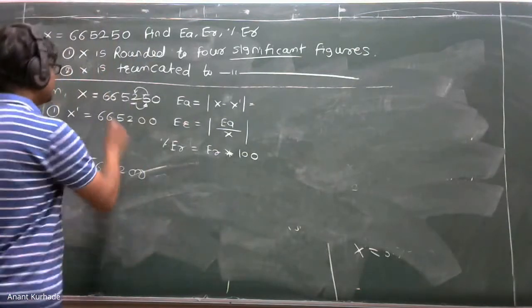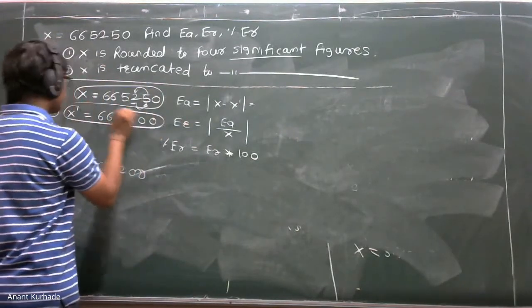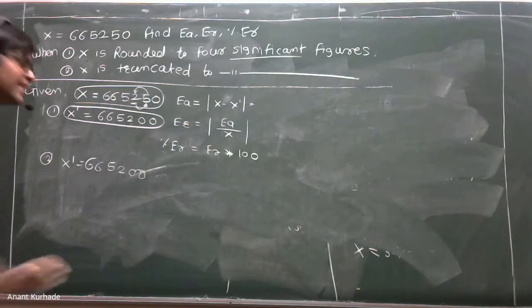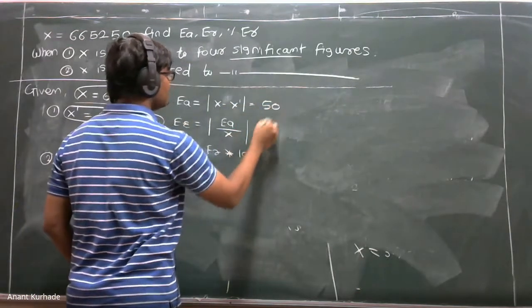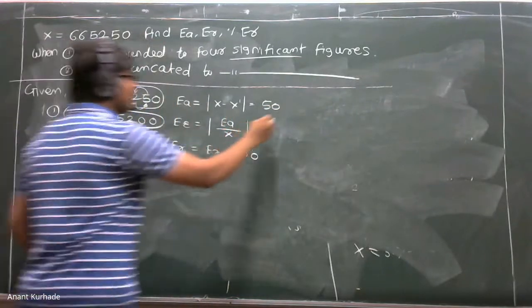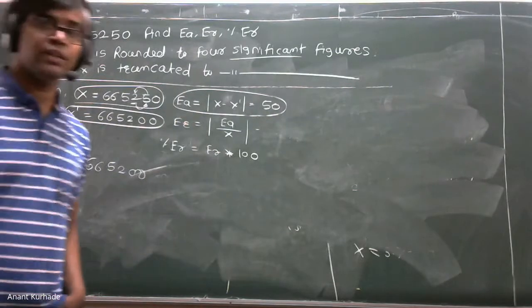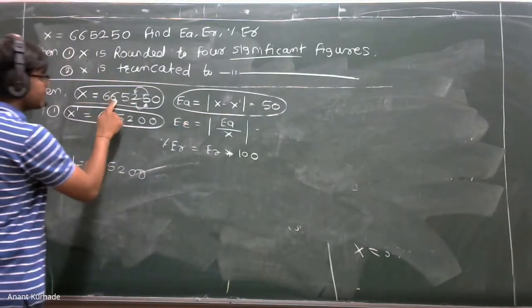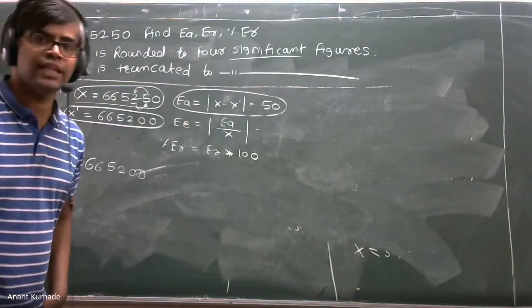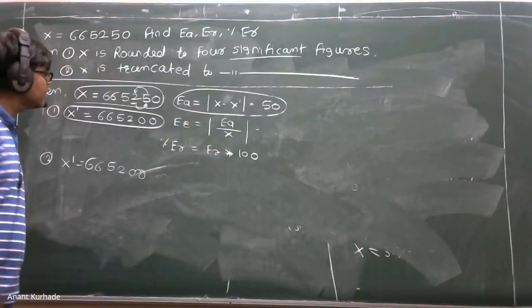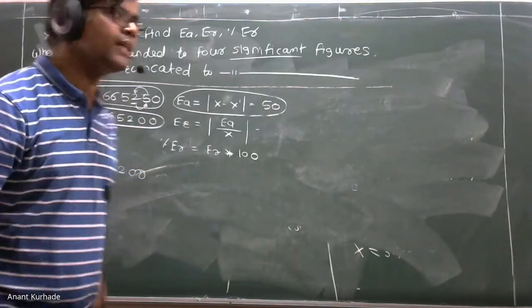But this is the true value and this is the approximate value. It makes no difference. So here it is 50 and here it is 50, 50 divided by 5. Don't think about this. The error is 50. Okay, 50 is the error. So no issue actually, because it is again a number without decimal.